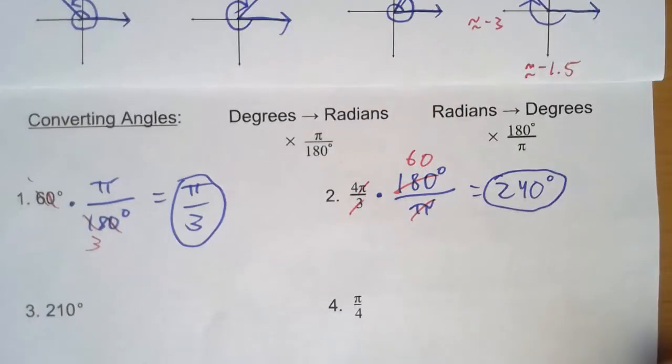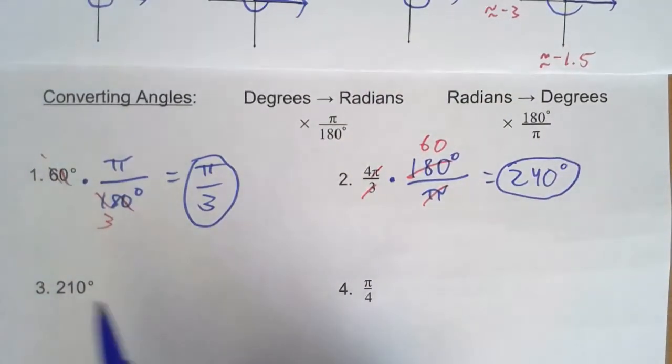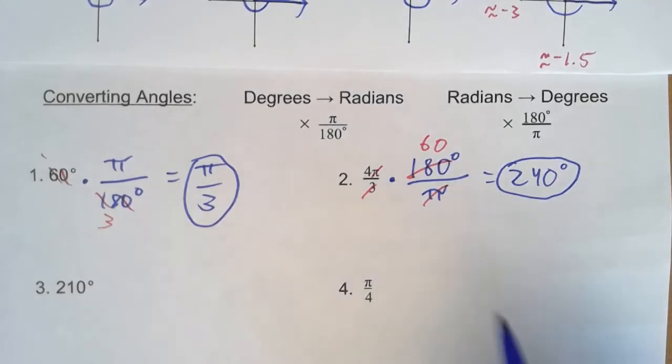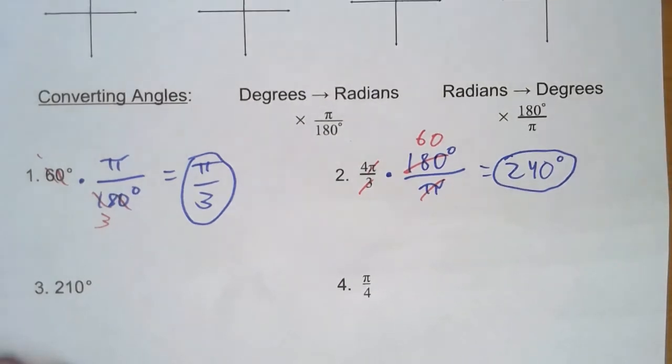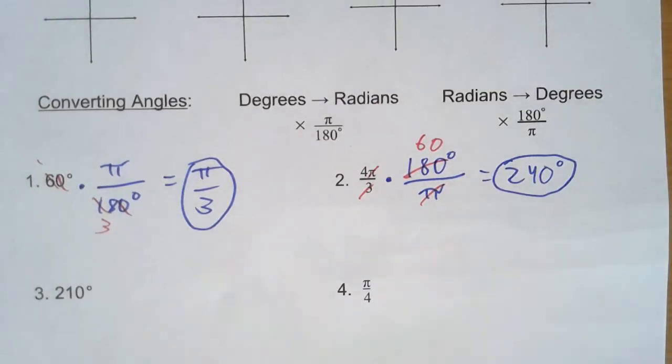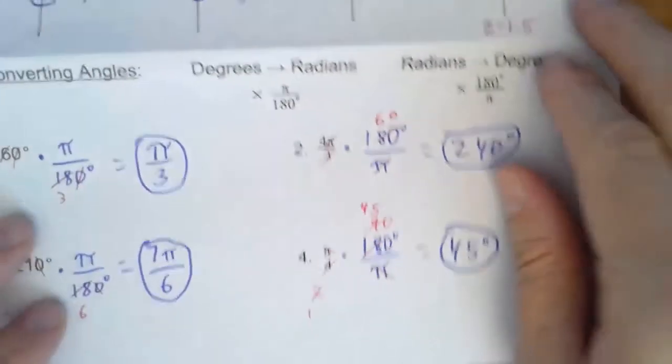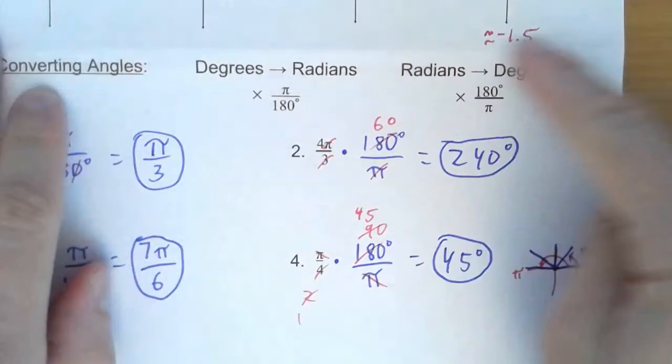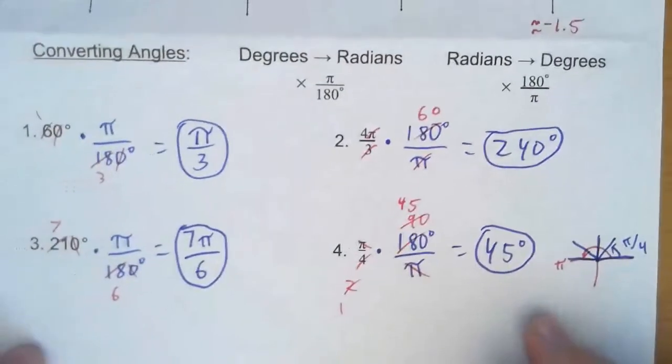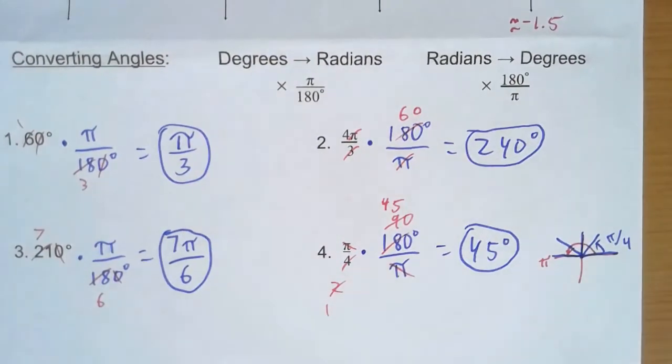Okay, so why don't you do a couple of these problems real quick here. Convert 210 degrees to radians, and convert pi over 4 radians to degrees. And you can check your answers here. Should have had 7 pi over 6 for number 3 and 45 degrees for number 4.